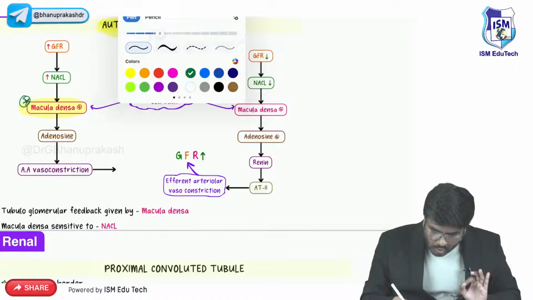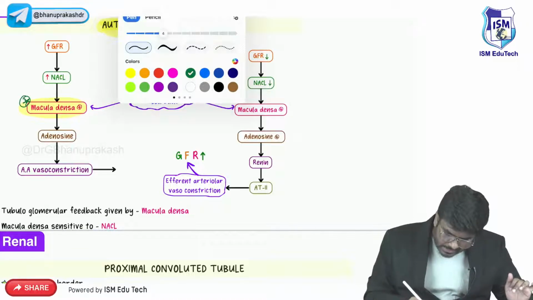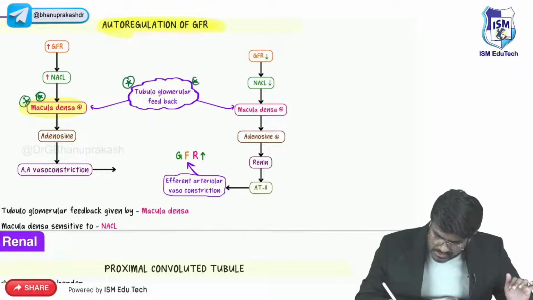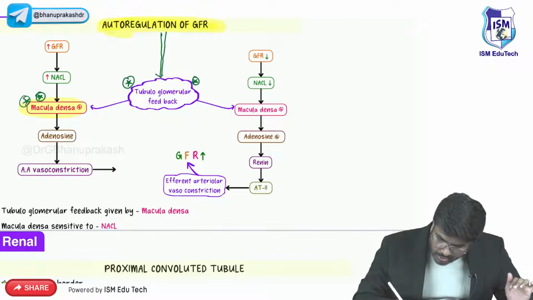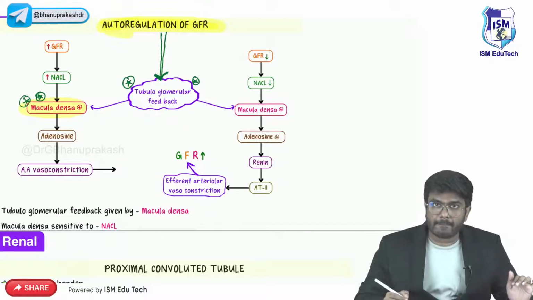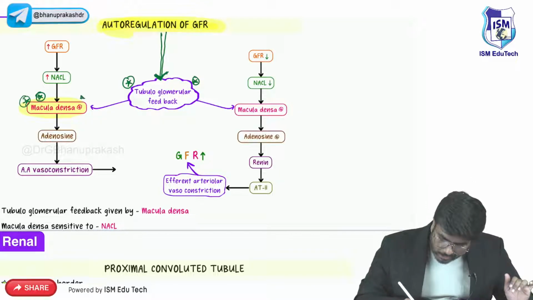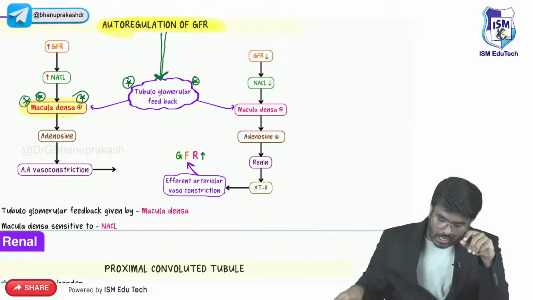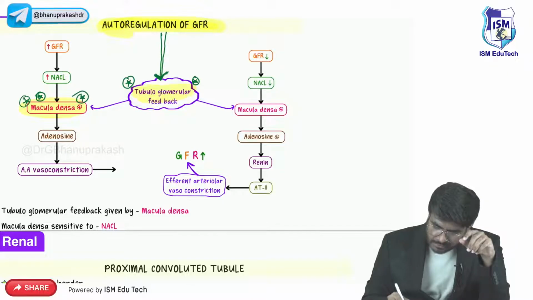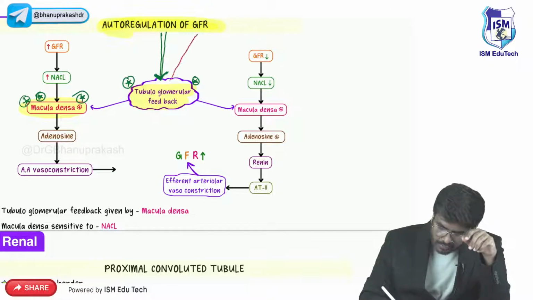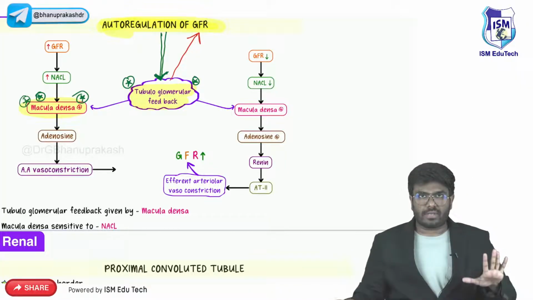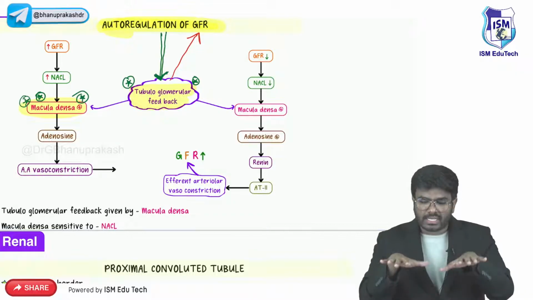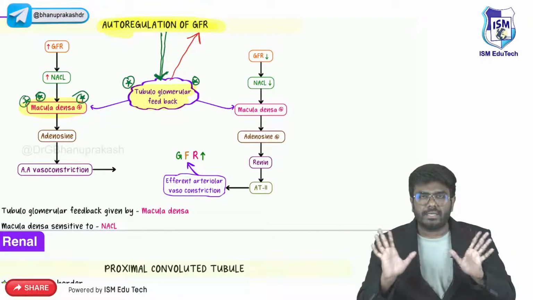So who is involved in this auto-regulation of the GFR? This is also called tubulo-glomerular feedback. The same process, this auto-regulation of the GFR, is because of tubulo-glomerular feedback. And who is giving this tubulo-glomerular feedback? Macula densa. Remember one point: macula densa are the cells giving the tubulo-glomerular feedback, because of which the GFR is all the time maintained or regulated.